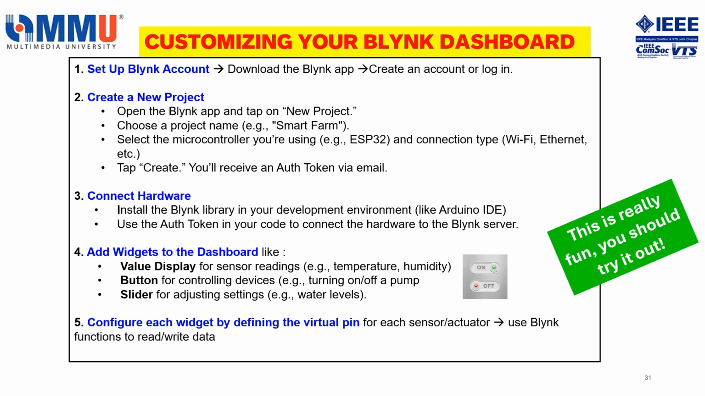You can customize your own Blynk dashboard. To start, you should set up a Blynk account. Download the Blynk app, create an account, and log in. Now, to create a new project, you need to open the Blynk app and tap on New Project. Choose a project name, for example Smart Farm. Select the microcontroller that you are using and the connection type. Tap Create. You will receive an authentication token via email. Keep this carefully.